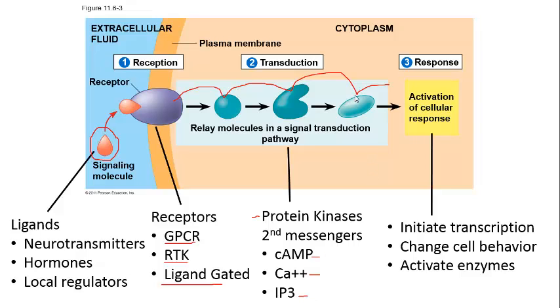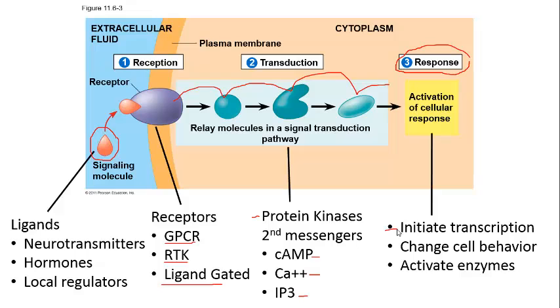Eventually, at the end of transduction, this is going to initiate some type of cell response. And that's the goal. The ligand is trying to communicate a message to the cell, and it's trying to cause the cell to do something, to trigger a response. Here you see the three most common responses, and the first one here is the most important. That's to initiate the process of transcription.